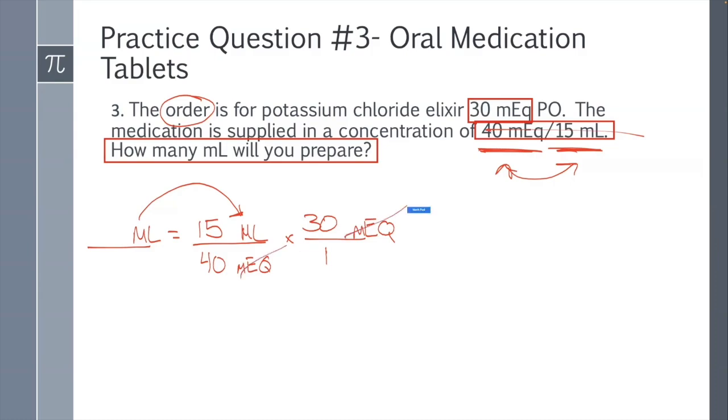That cancels out my milliequivalents on the bottom and the top. Now I'm left with just my milliliters, which is exactly what I need. My GPS says, ding, you've arrived at your destination. Get out of the car and do some math. I got 40 times 1, 40. Yeah, 15 times 30, which I believe, let me, 450.